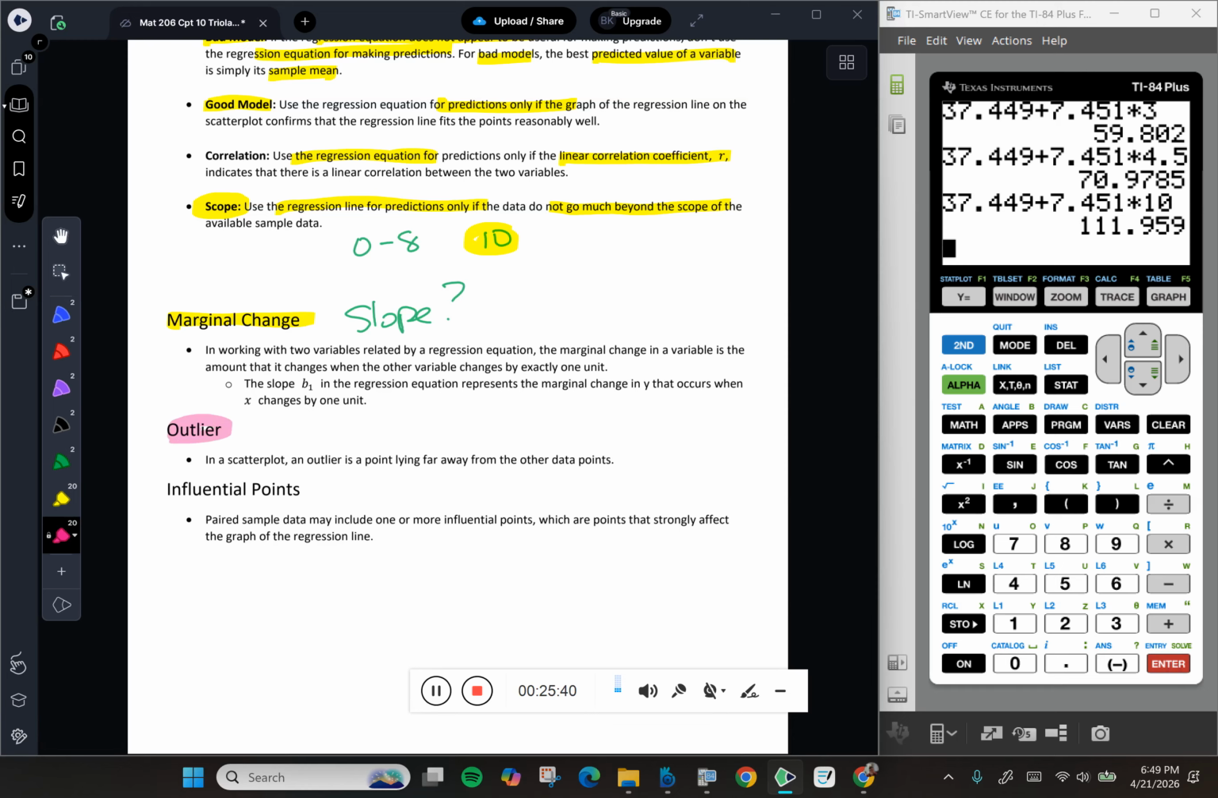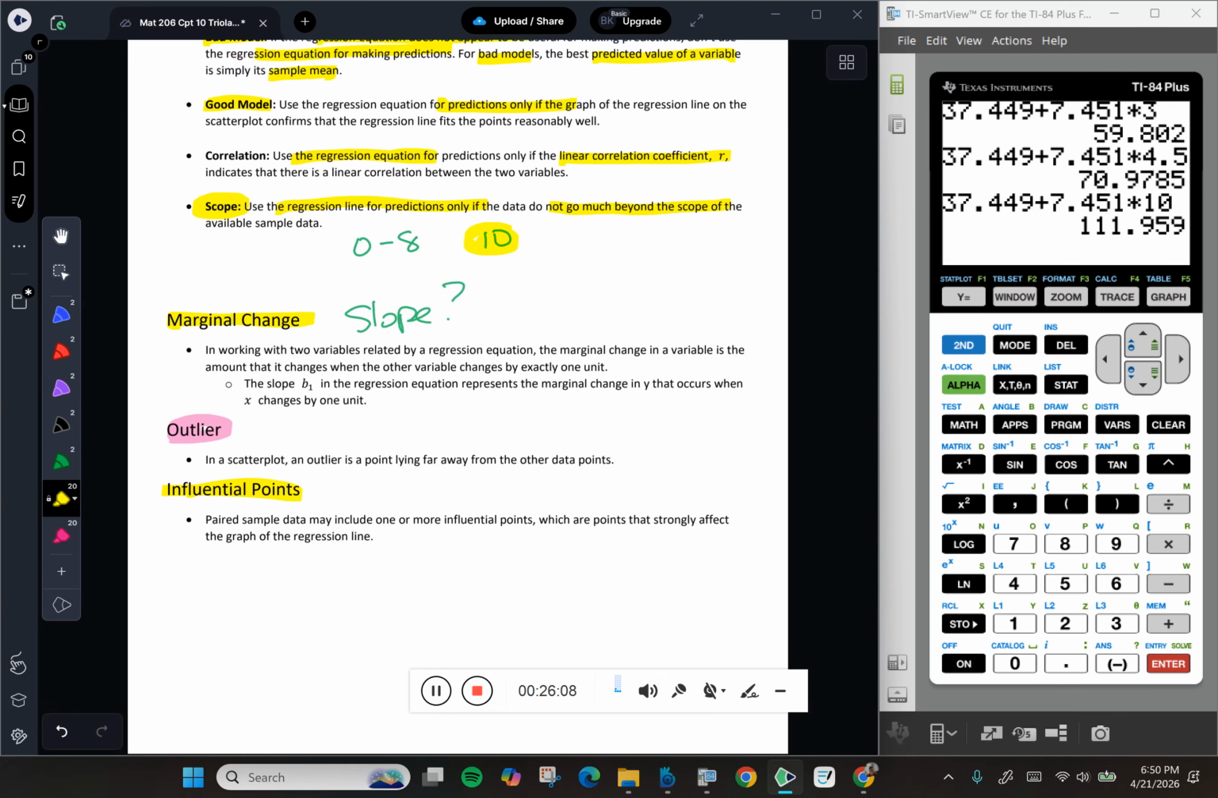Okay? But again, you ready? It's stats. So we don't call them outliers. We call them influential points. Influential points are points that strongly affect the graph of that regression line. They strongly affect the equation for that regression equation. Outliers are influential points. Influential points are outliers. It's the fancy stats way of saying it.